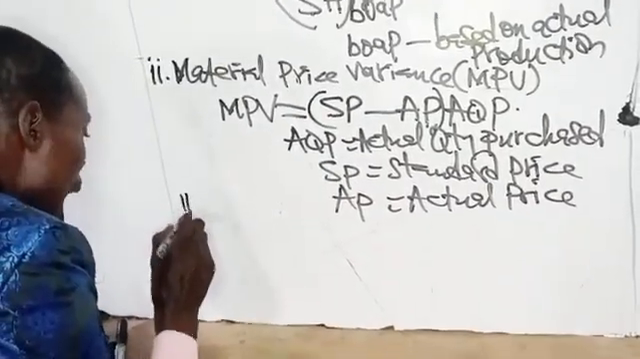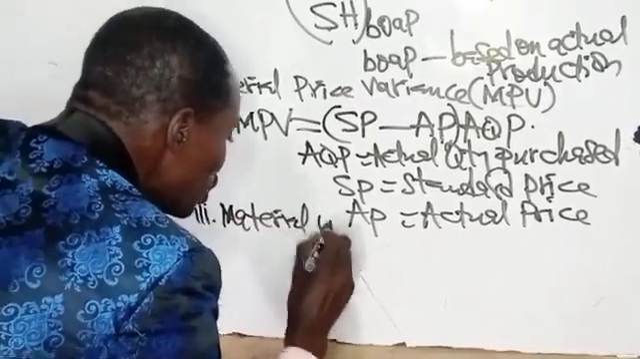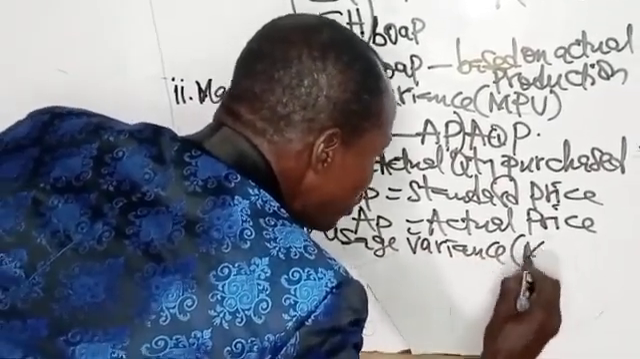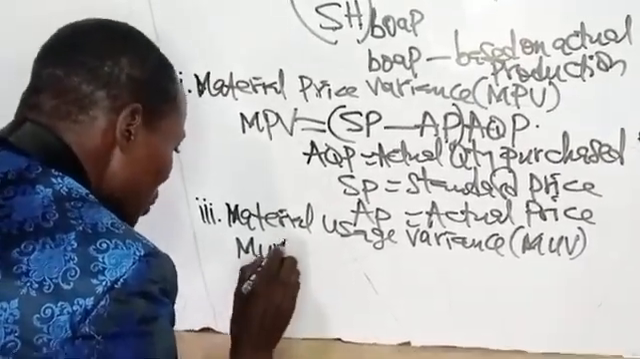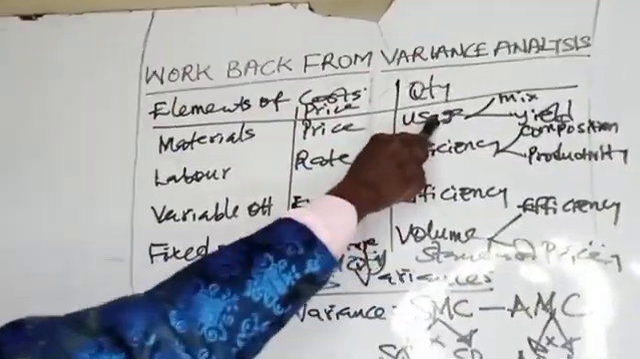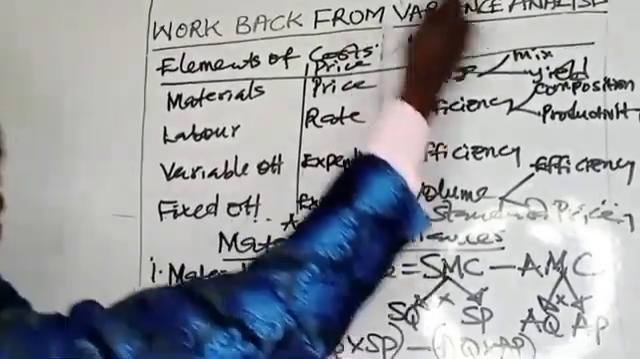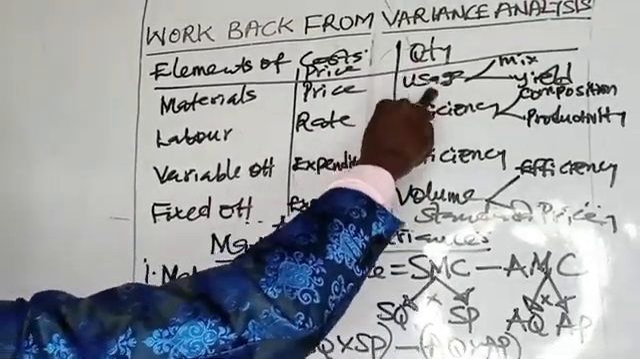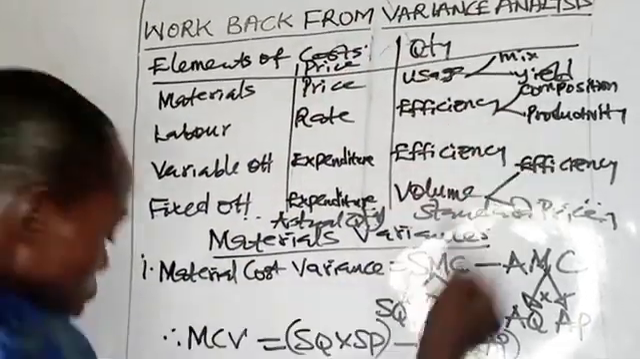Number 3, we have material usage variance. So, remember, the usage variance is under quantity variance. That means what we want to compare is standard quantity and actual quantity. Remember, I've told you earlier that variance is the difference between the standard and actual. Therefore, you have the standard quantity minus actual quantity.